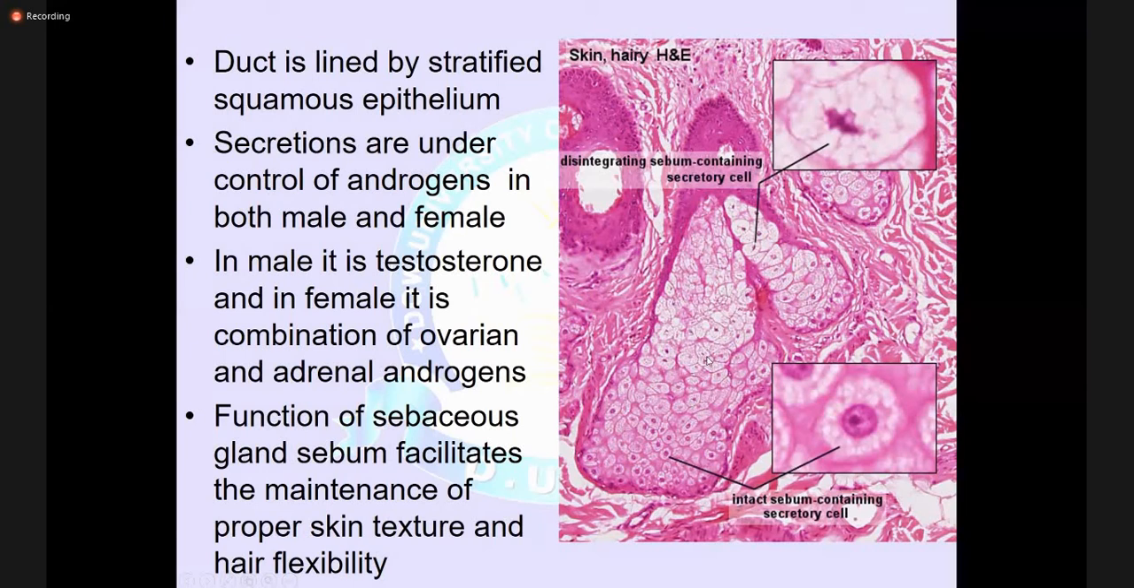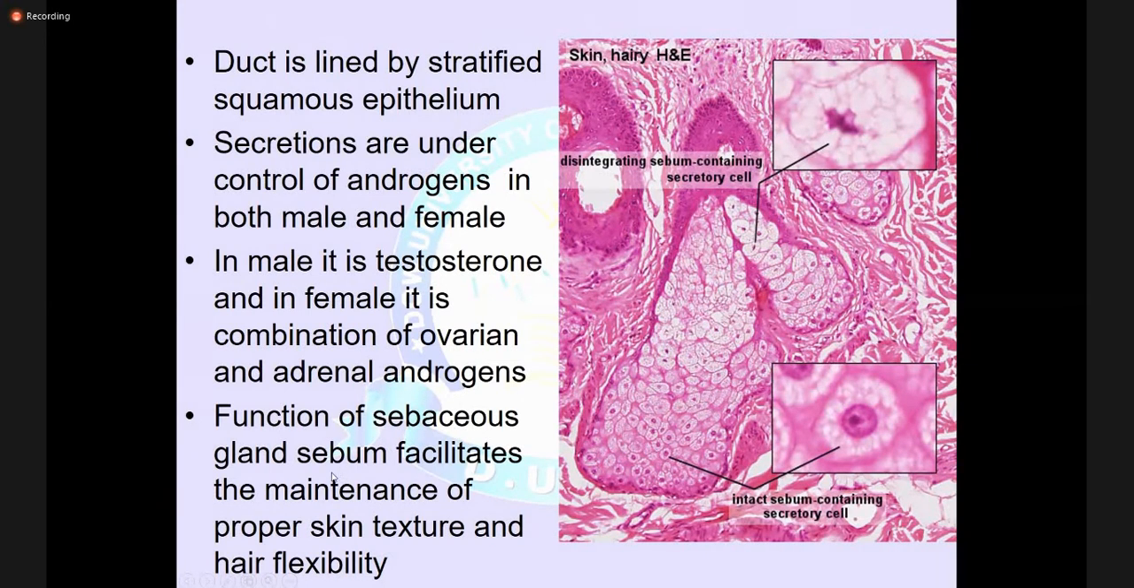So these are the cells in the basal layer, and we have the cells towards the lumen. Disintegrating cells which contain sebum are shown over here. These cells are going to be disintegrated. The ducts are lined by stratified squamous epithelium. The secretions are under the control of androgen in both males and females. In male, it is the testosterone. In female, it's a combination of the ovarian hormone and the adrenal androgen which control it.